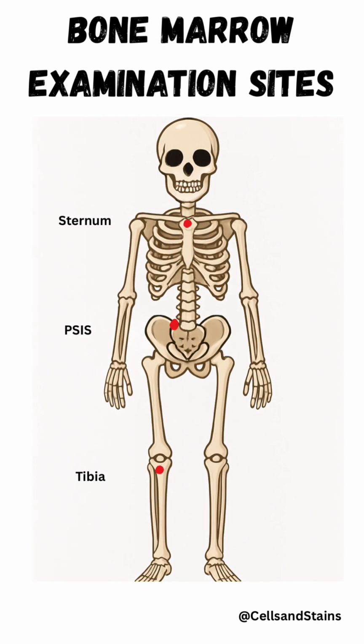Now, come to the examination sites. There are three preferred sites in case of bone marrow examination. The most common or most preferred site is the posterior superior iliac spine. Another one is the sternum, but in case of sternum, we can only go for aspiration. And the tibia is for newborn babies.